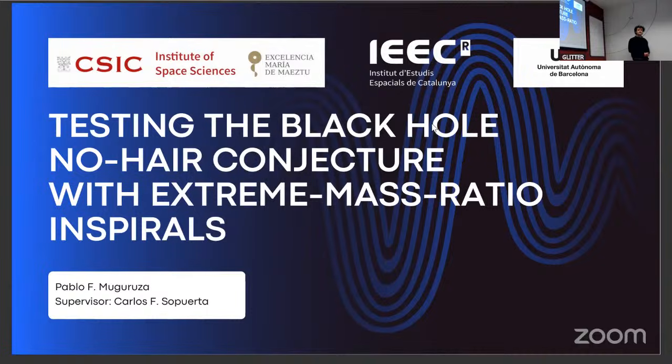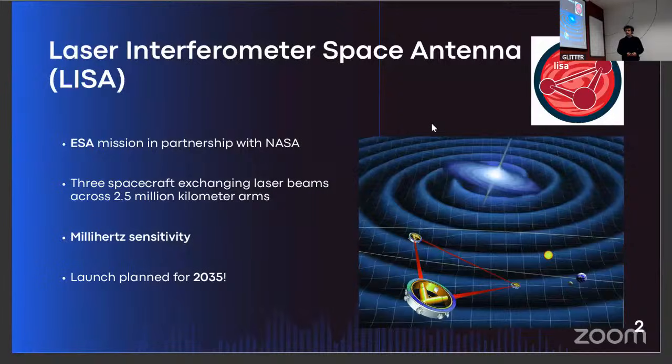provisional title of my thesis: testing the black hole no-hair conjecture with extreme mass ratio inspirals. So we work with LISA. LISA, as some of you may know, is an international collaboration between ESA and NASA. It will consist of 3 identical spacecraft that will exchange laser beams across 2.5 million kilometers in space. This first space-based interferometer will unlock the millihertz gravitational wave band, something that cannot be achieved with ground-based detectors like LIGO or Virgo. And the launch is expected, hopefully, in 10 years, in 2035.